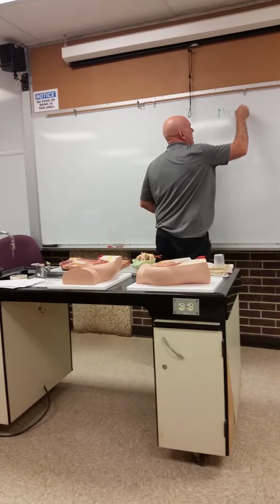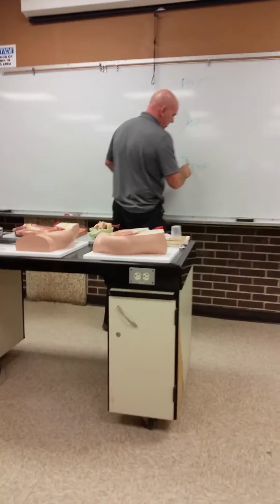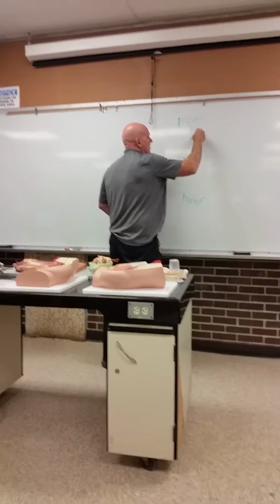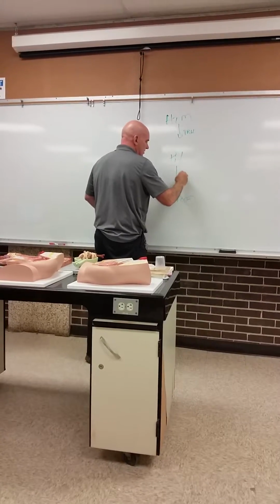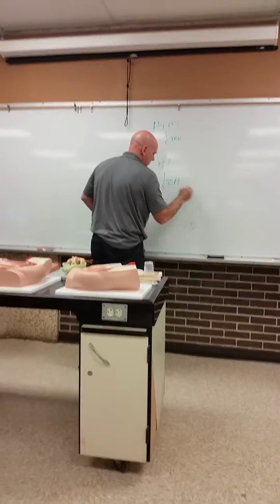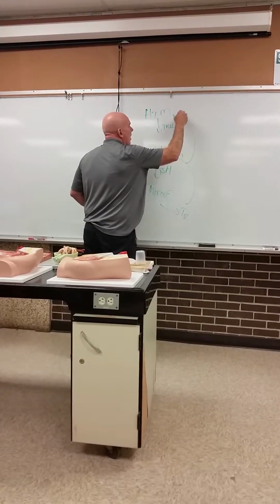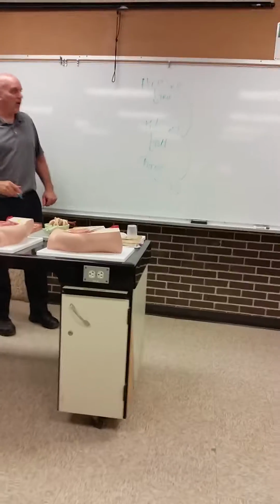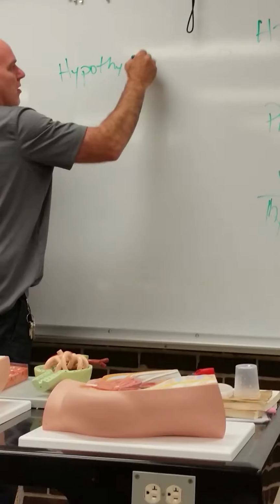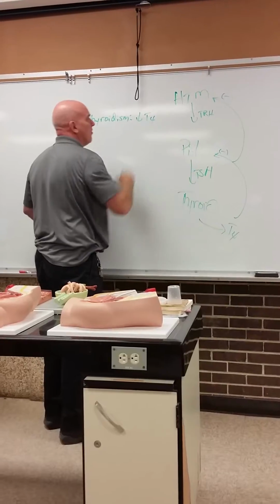So hypothalamus, pituitary, thyroid. TRH, TSH, T4. Okay? Now, if I have hypothyroidism, what has to be low? Low T4. That's what hypothyroidism means, low T4.